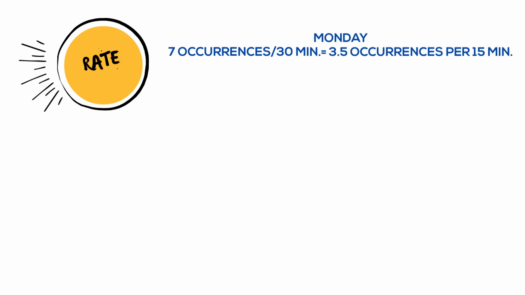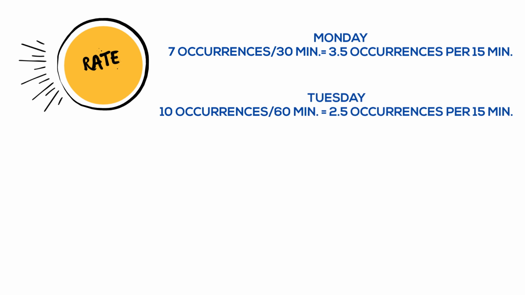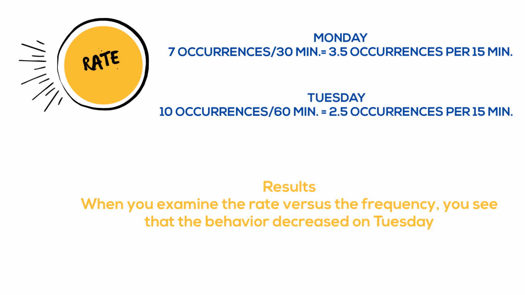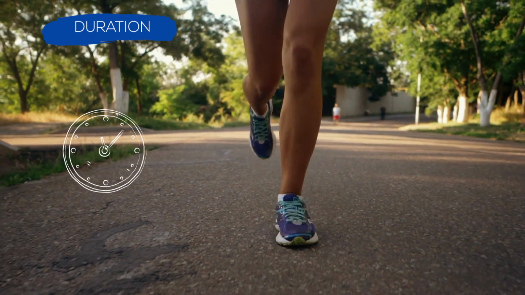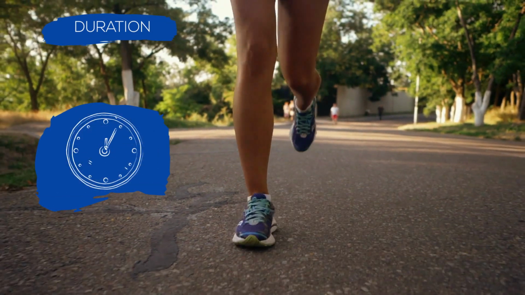However, if we apply rate to the same data, we see different results. Hand-biting occurred 3.5 times every 15 minutes on Monday, versus 2.5 times every 15 minutes on Tuesday. Although the raw frequency was higher for Tuesday, the rate shows a decrease. The second continuous measurement procedure is duration.